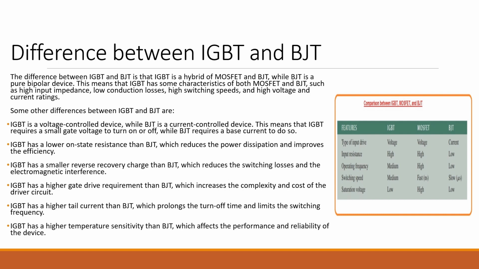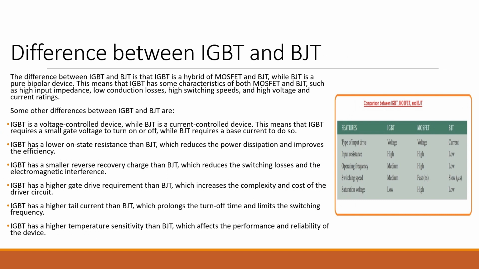IGBT is a voltage-controlled device, while BJT is a current-controlled device. This means that IGBT requires a small gate voltage to turn on or off, while BJT requires a base current to do so.